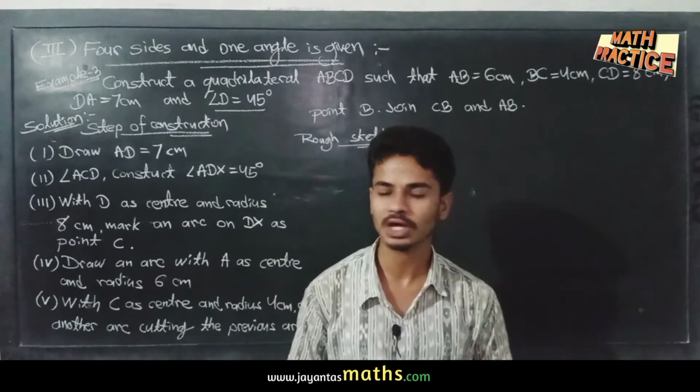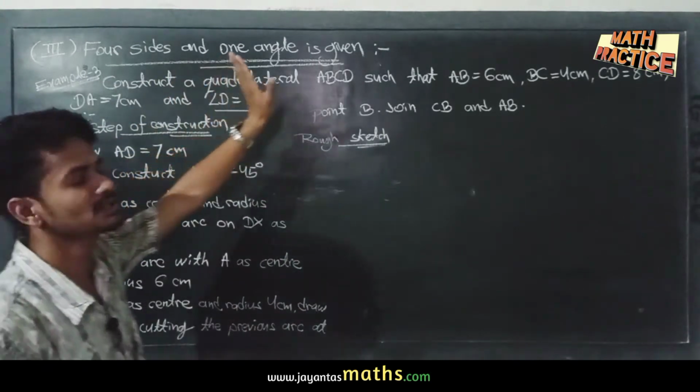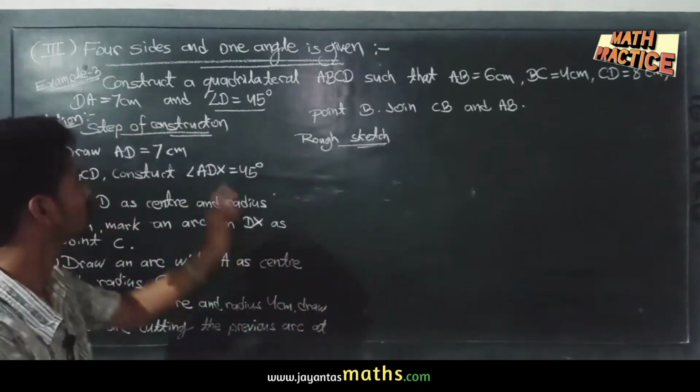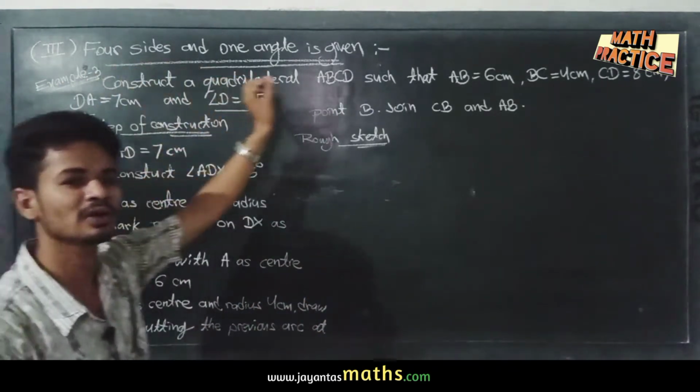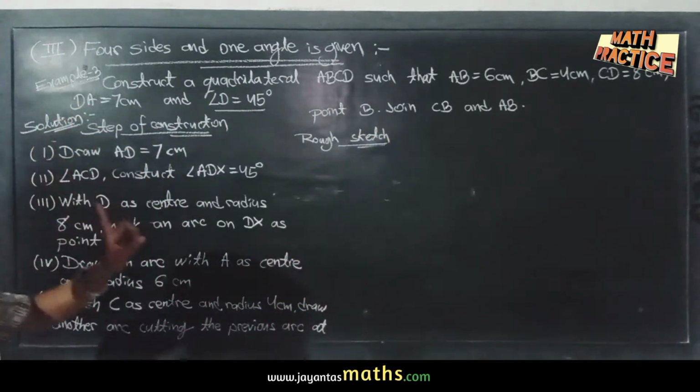Here is construction third. Four sides and one angle are given. Construction third tells us that if the given things are four sides and one angle, then how to draw a quadrilateral. Here is an example.